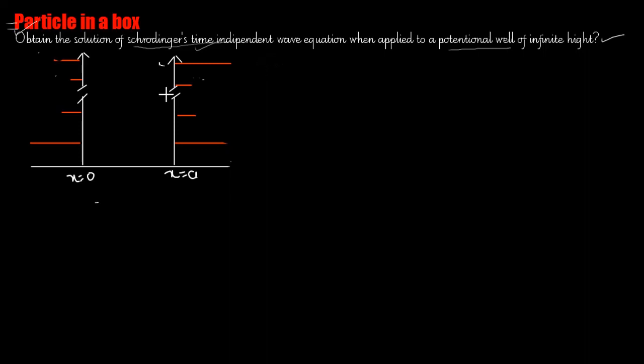So let's start the derivation for a particle in a box. Famously, we can say that this is an application of the Schrodinger wave equation. Sometimes they may ask you to derive an equation for a particle in an infinite potential well, and that is also the same. Particle in a box is also the same. And as I mentioned in this question, obtain the solution of the Schrodinger time independent wave equation when applied to a potential well of infinite height, that is also the same.